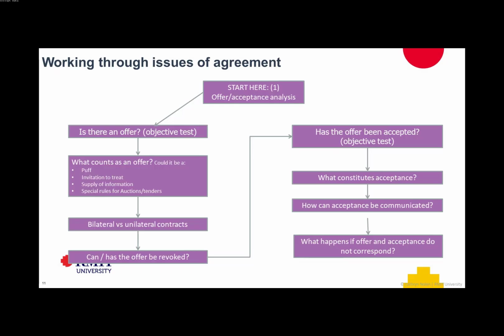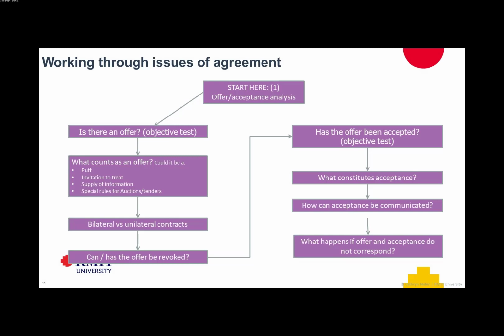So this on the screen is kind of my flowchart for thinking about agreement generally. Unfortunately, my pointer won't work over there, so I can do it here. But effectively, if you run through this process, it's as good as any way of thinking about addressing a problem that deals with, is there an offer? And if there is an offer, has it been accepted? Because if there is no offer, there's not going to be a contract.